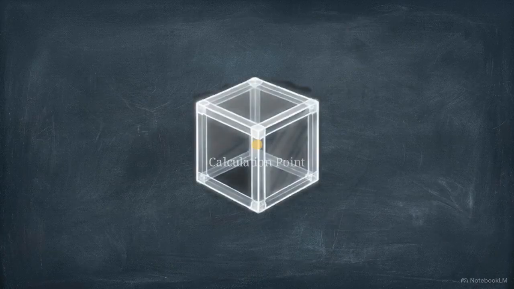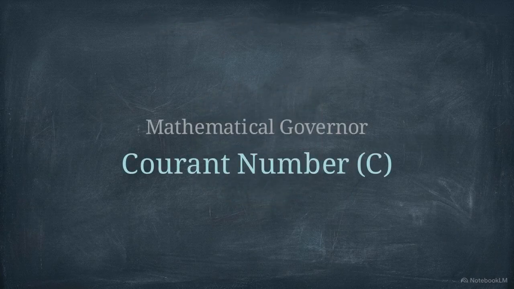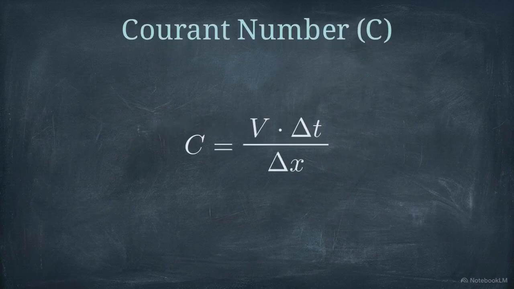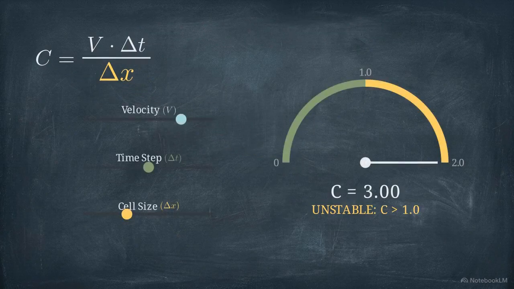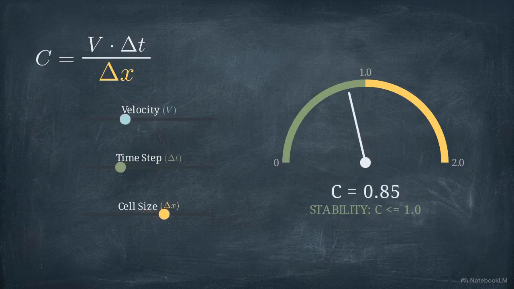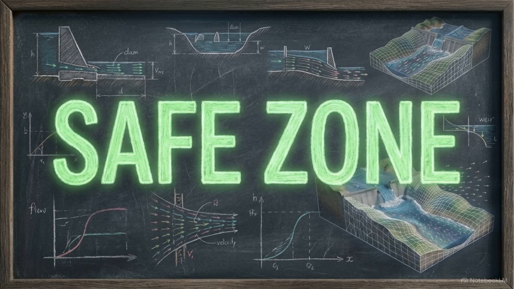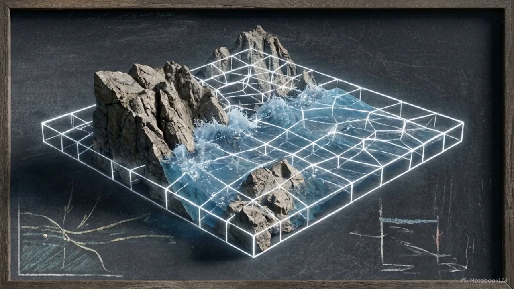Physically, this occurs when water moves so quickly that it completely crosses a grid cell within a single computational time step. To prevent this, the software uses a mathematical governor known as the current number. It is a ratio of the water's velocity, multiplied by the time step, divided by the cell size. The golden rule of HEC-RAS stability is that engineers must meticulously balance velocity, cell size, and time step to maintain a current number near or below 1.0. Successfully balancing the current number allows engineers to simulate chaotic, high-velocity extreme events without mathematical collapse.